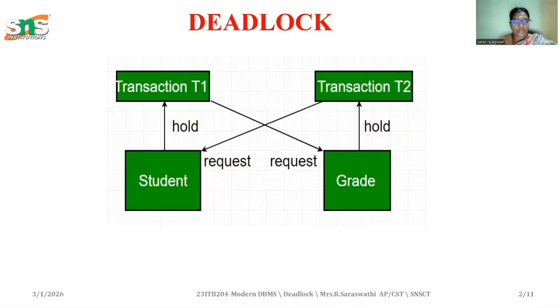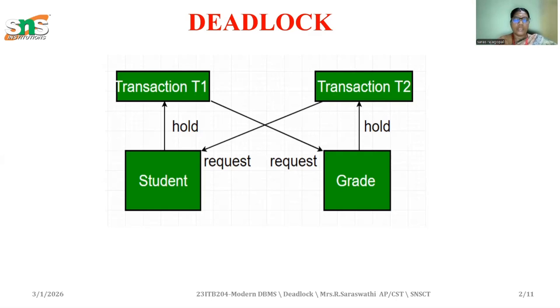And the transaction T2 requires the relation student, which is held by the transaction T1. That is, if T1 wants to access grade, but T1 holds student, then T1 can access grade only when T2 releases the relation grade.